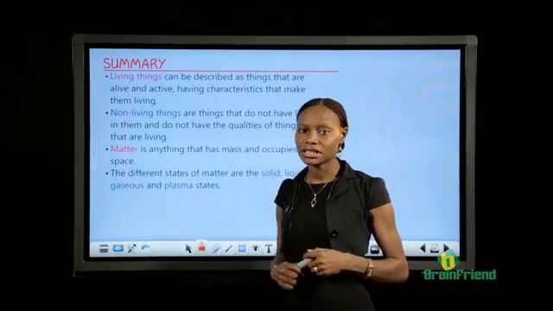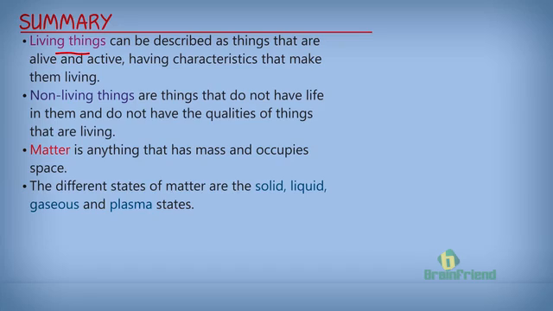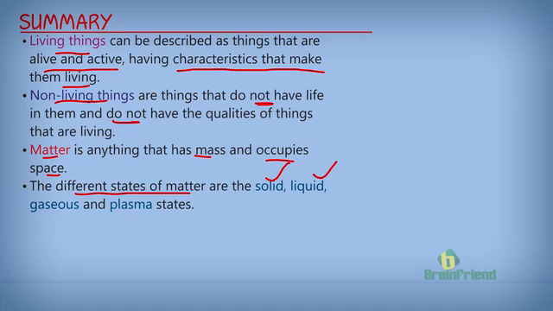We have come to the end of today's lesson. Let's do a recap of all that we have learned. We talked about living things and we described them as being active and alive. But remember I said that they must show characteristics that make them living. Non-living things, on the other hand, do not have life and do not show these qualities or characteristics that I've earlier mentioned. Matter, we said, is anything that has mass and occupies space. We also learned that there are different states of matter, and they include the solid, liquid, gaseous, and plasma states.